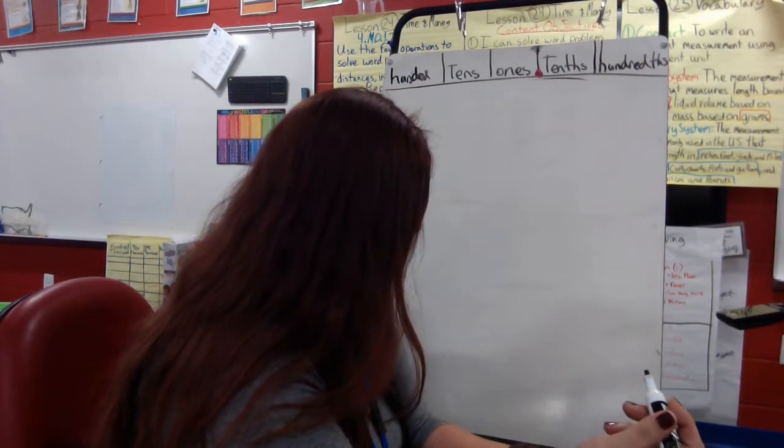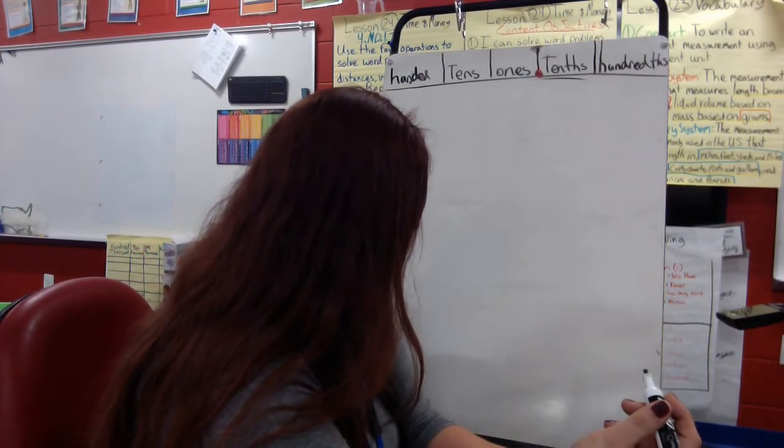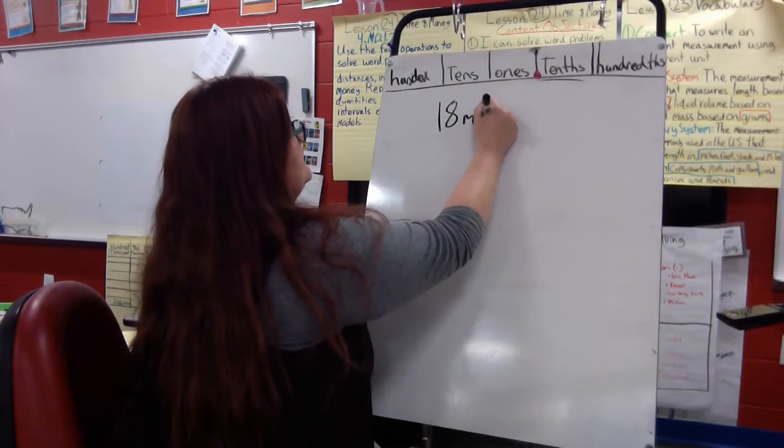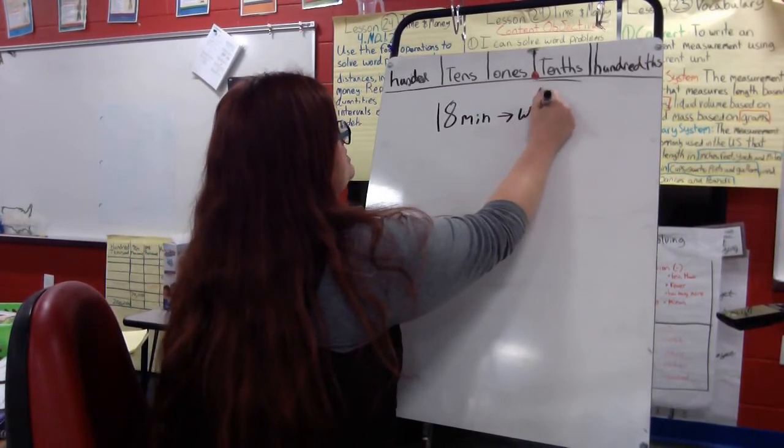It says, Steve swept the kitchen floor after he washed the dishes. Then he took out the trash. He spent 18 minutes washing the dishes. So I'm gonna go ahead and write 18 minutes washing dishes.